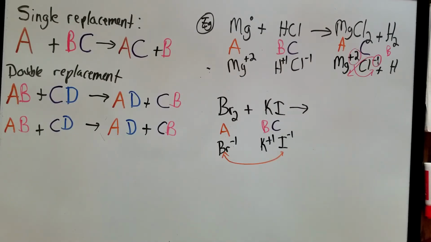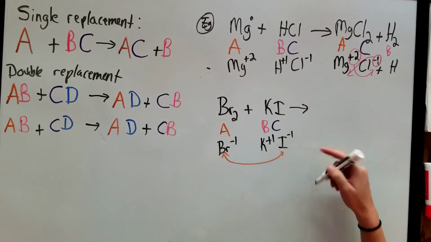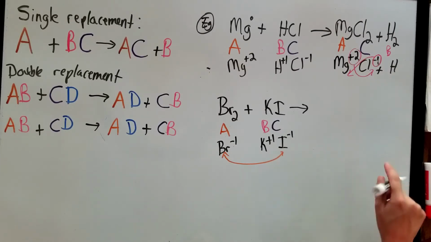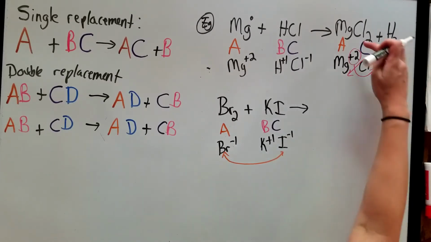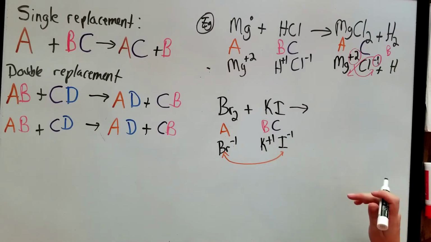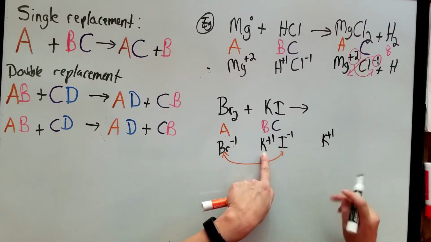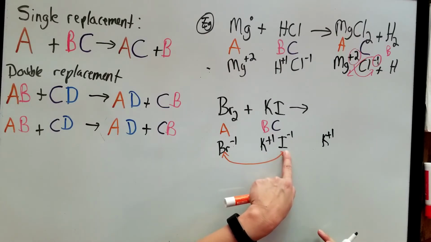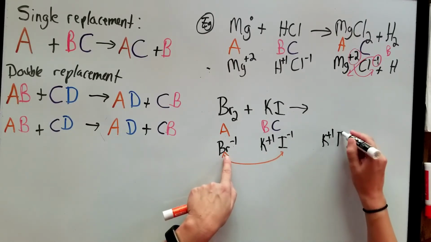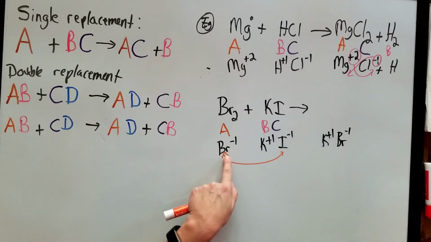So let's look right over here on the product side what that looks like. And we're going to include the charges because the charges are going to tell us what the formula should look like. Okay, so we just said potassium with a +1. On the product side, it's not going to be with iodine anymore. It's now going to be with bromine because we need a positive and a negative together because opposites attract.